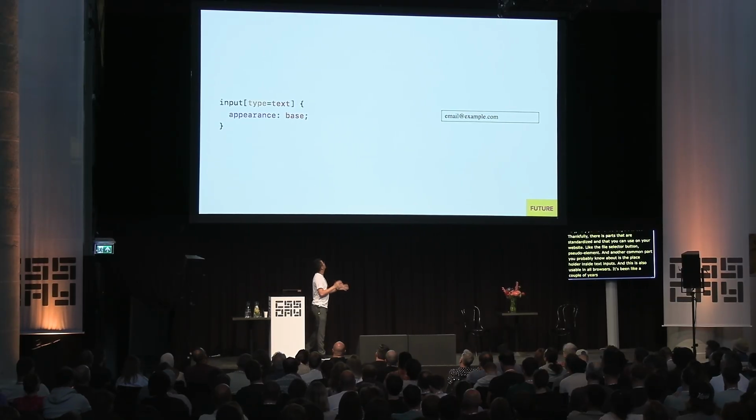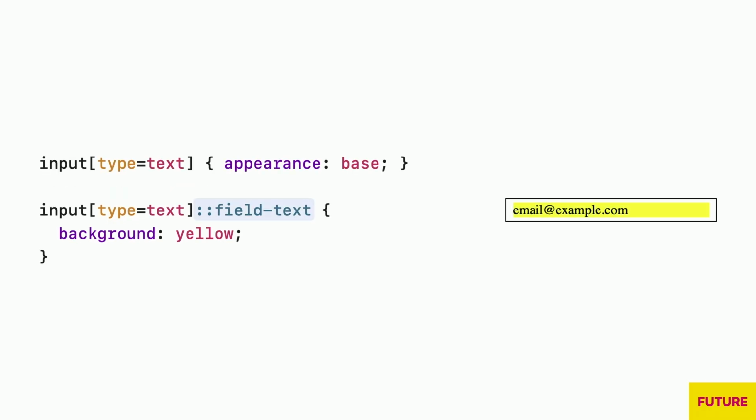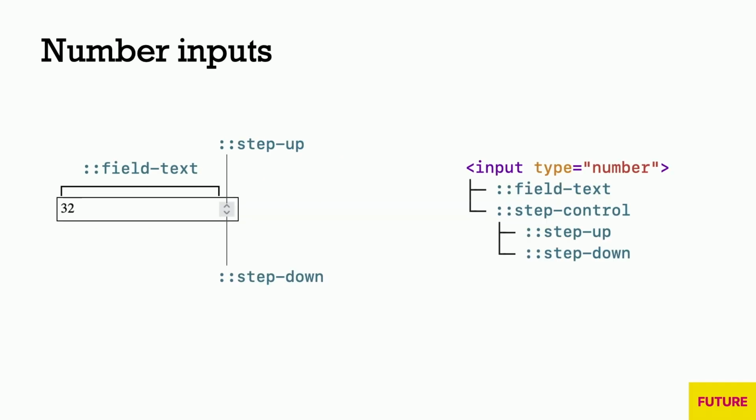Now let's talk about the future. In the future, appearance-based would opt you into new pseudo elements. One of the pseudo elements is field text, and it actually targets the area where you type the value. Here I've changed the background to yellow. And in the future, number inputs would get new pseudo elements, and field text is what I just showed earlier.